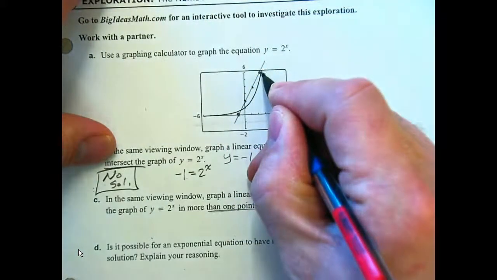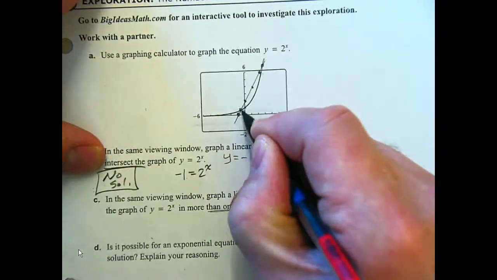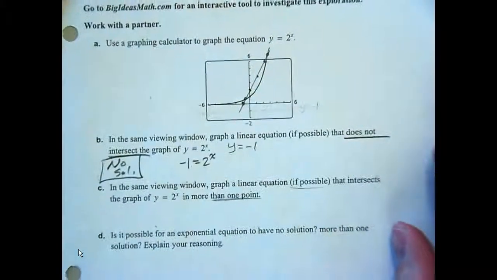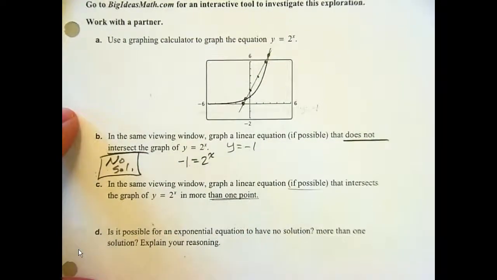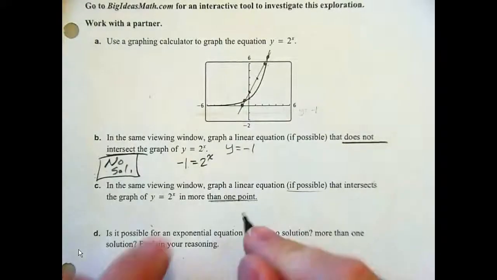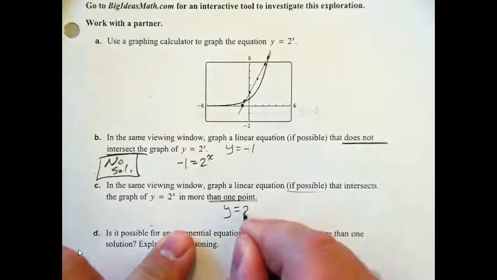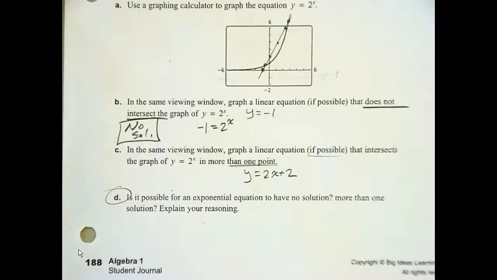All right. If we continue that up, it would hit right there, and it hits right there. So could you have multiple solutions? Yeah, you could. You could have more than one solution. So it is possible to have more than one solution. An example would be that line, y equals 0.2x plus 2. So we've already answered question D. Is it possible to have no solution, more than one solution? We went through that.